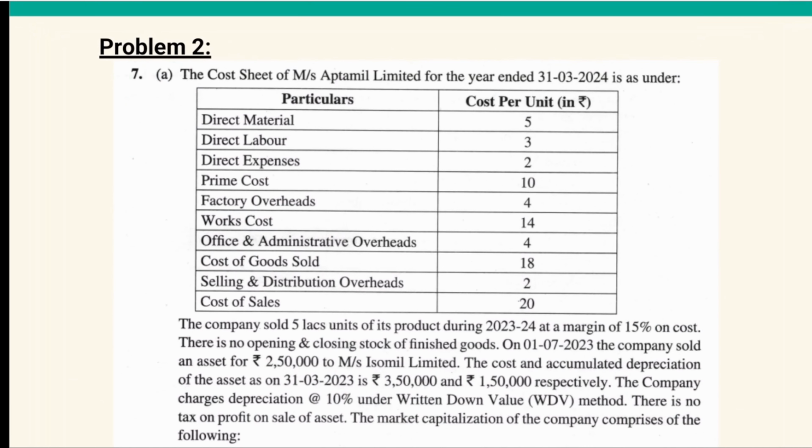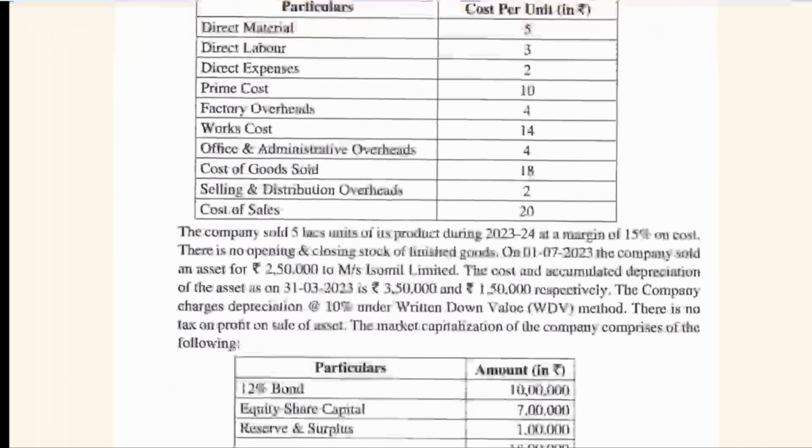So here we have a different type of EVA problem, the same formula, but the information given are different. The cost sheet of Aptamil Limited for the year is as under. So here you have to notice that the cost per unit is given. Here we are not solving the cost sheet problem. We are solving for EVA. That means we need net operating profit. So all direct material expense, everything is given. Then what we need is actually the cost of sales per unit, which is 20. So per unit it is 20.